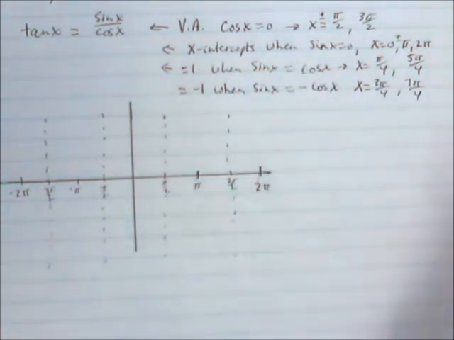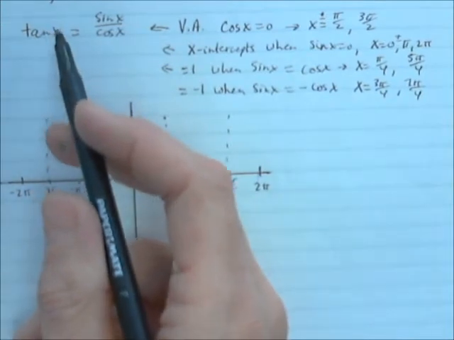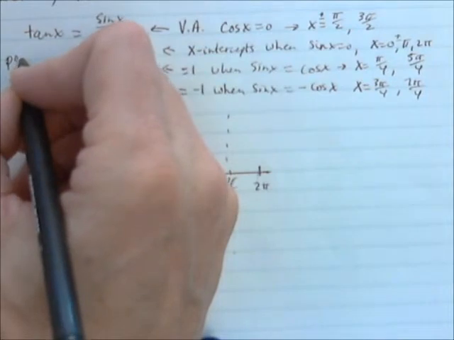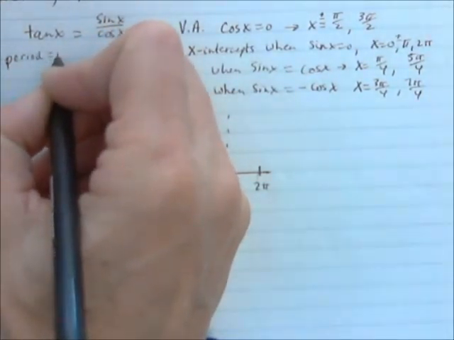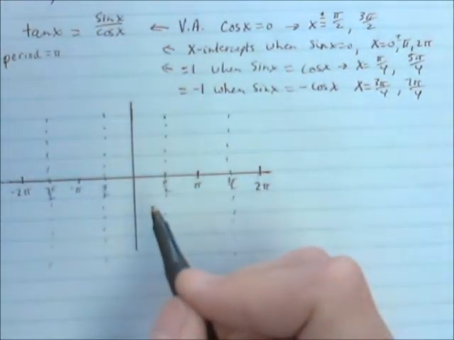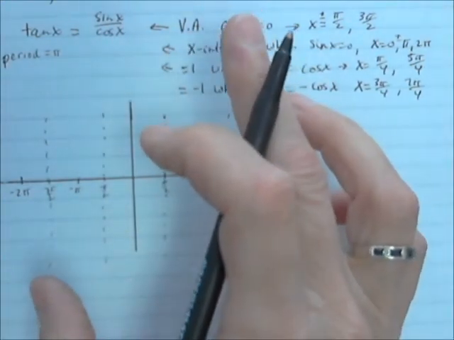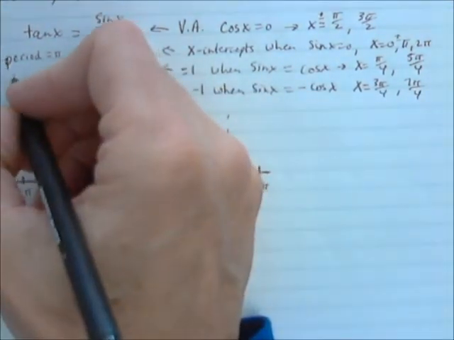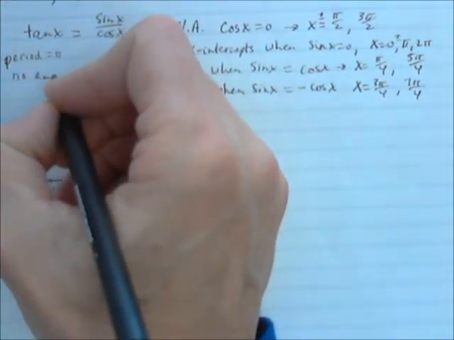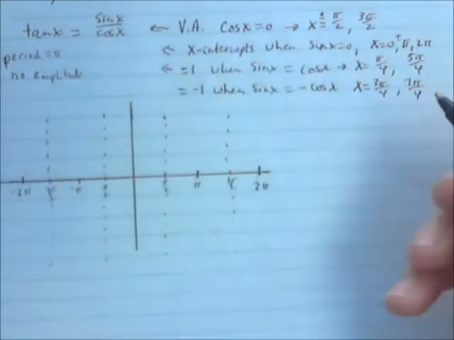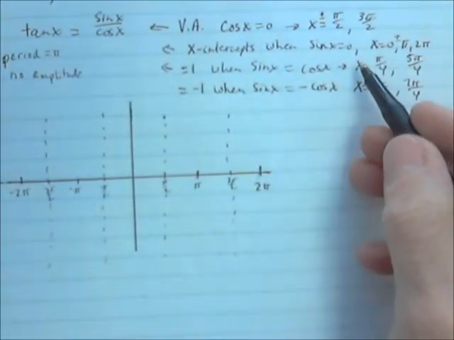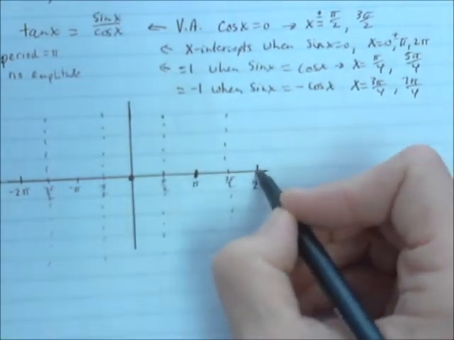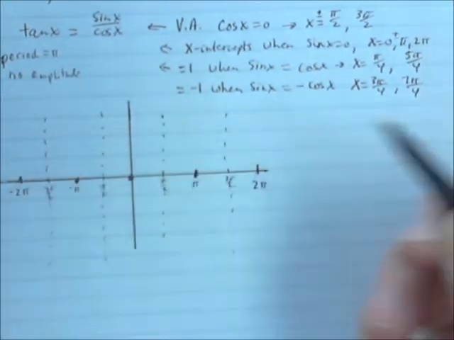The period of the tangent graph that doesn't have a frequency in there, the period is pi, not 2 pi. And there's no amplitude on a tangent graph because the tangent graph goes up forever and down forever. So there's really no height. So there's no amplitude. So the x-intercepts are where x equals 0, x equals pi, and 2 pi, and the negatives.